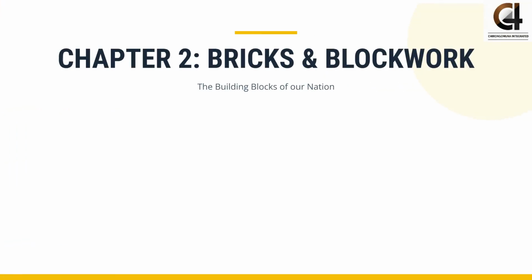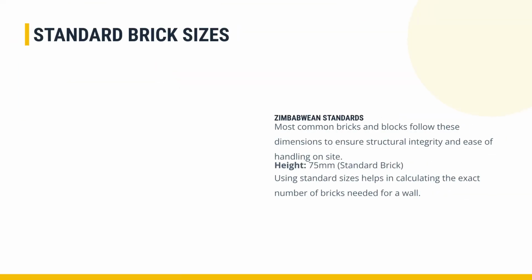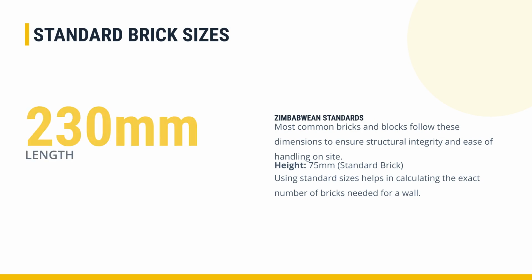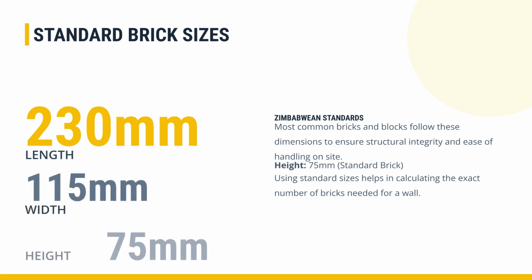Chapter 2 covers bricks and blockwork, the building blocks of our nation. We'll examine the materials that form the core structure of construction. Standard brick sizes, according to Zimbabwean standards, are critical for structural integrity and easy handling. The dimensions are 230 millimeters length, 115 millimeters width, and 75 millimeters height for a standard brick.